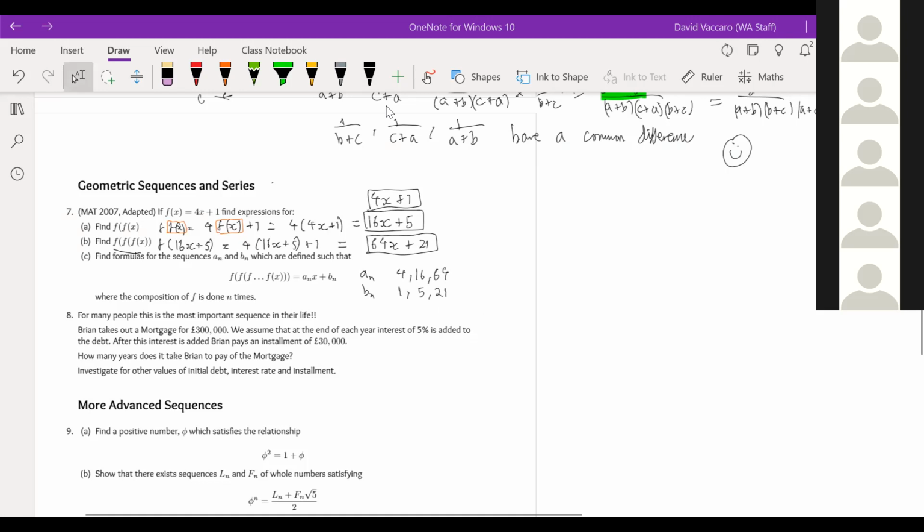Does anyone want to suggest a formula for the a_n sequence?